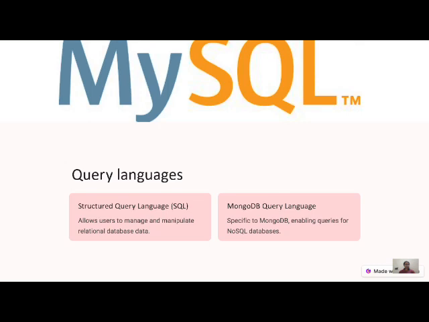Query languages in DBMS. Structured query language. It allows users to manage and manipulate relational database data. The other one is MongoDB query language, specific to MongoDB, enabling queries for NoSQL databases.